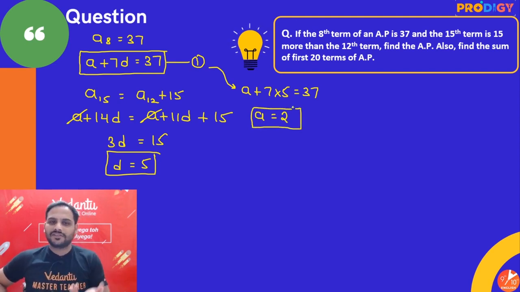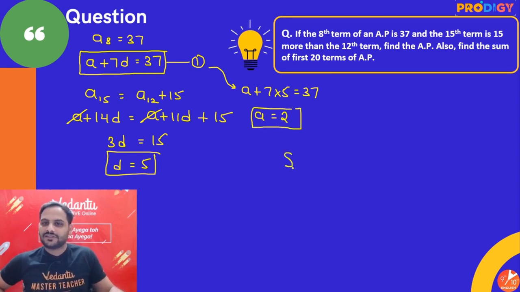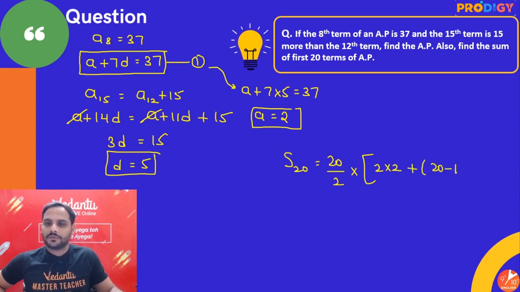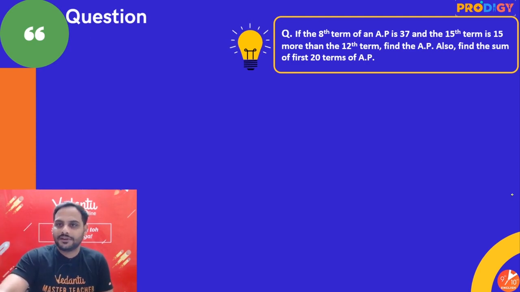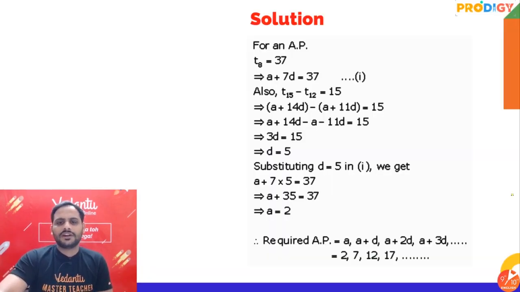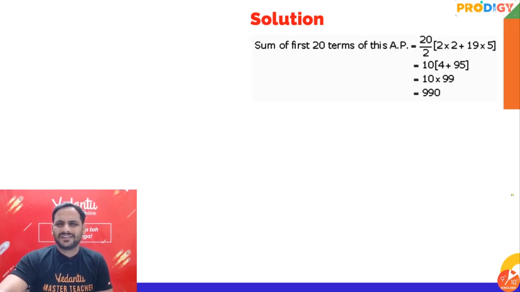So now I know the first term, now I know the common difference. Sum of 20 terms can be done easily. 20 by 2 into 2A plus n minus 1 into D. Solve this, you will get sum of 20 terms. Easy, you just have to find out A and D. After that it is easy.